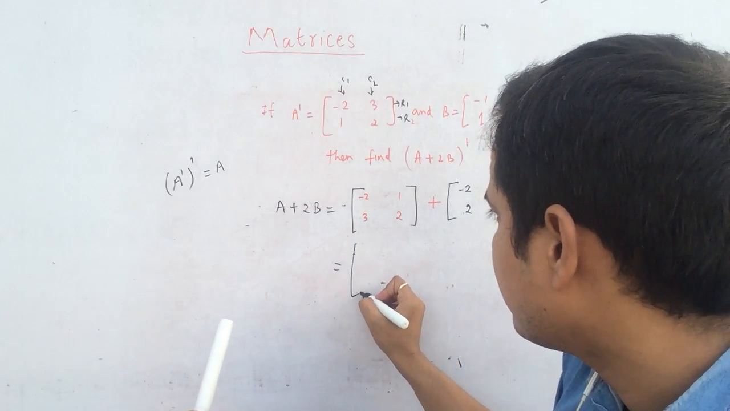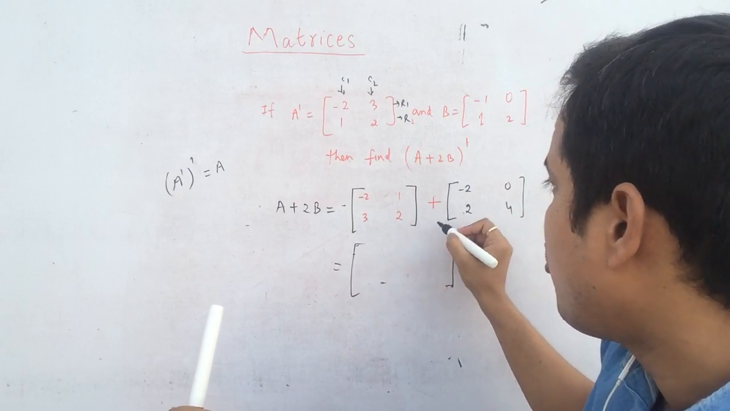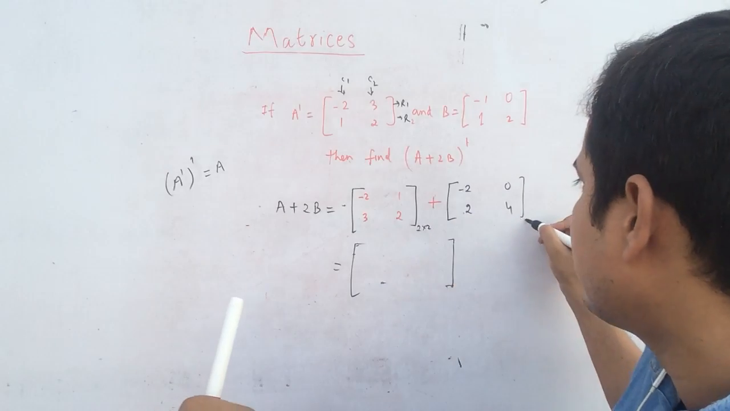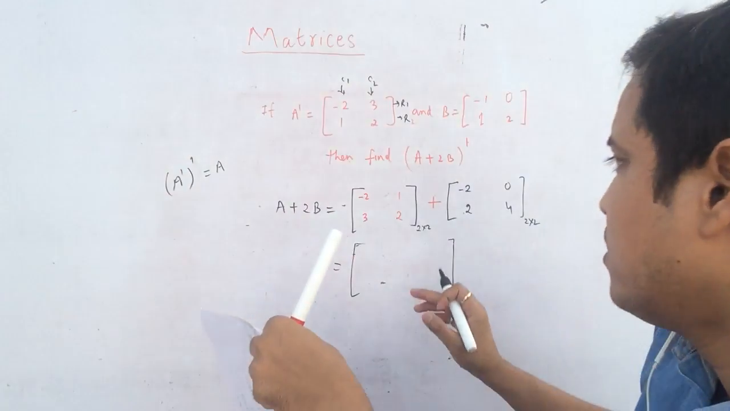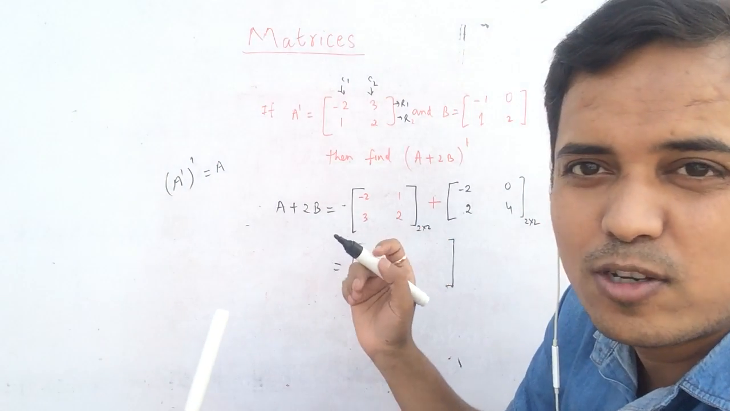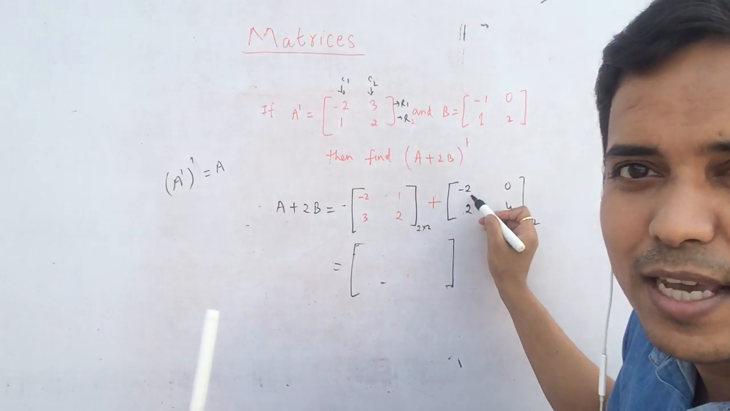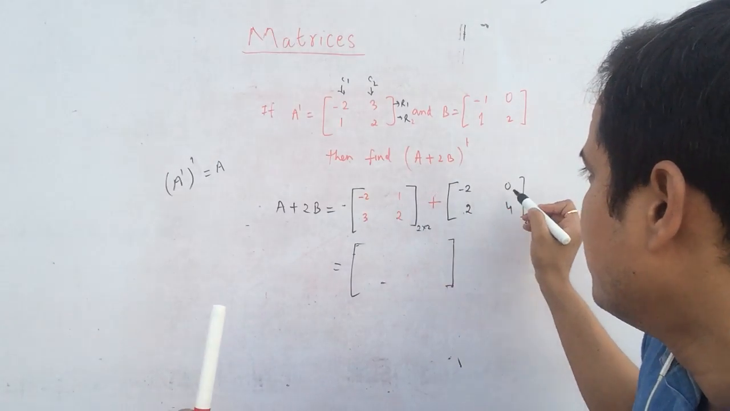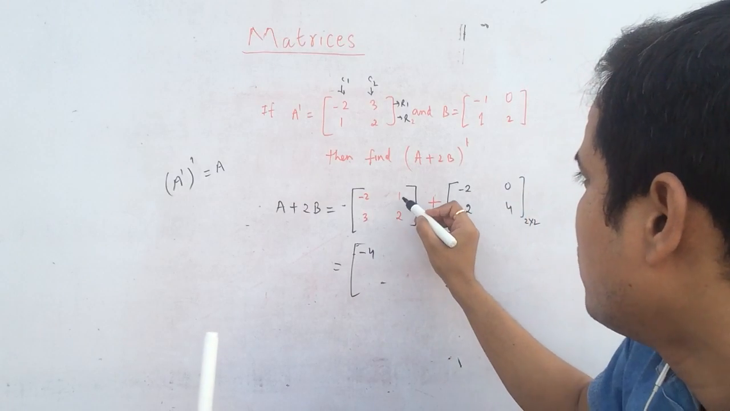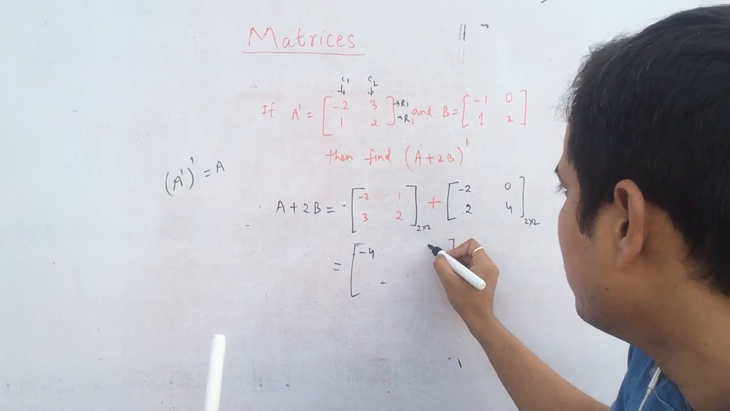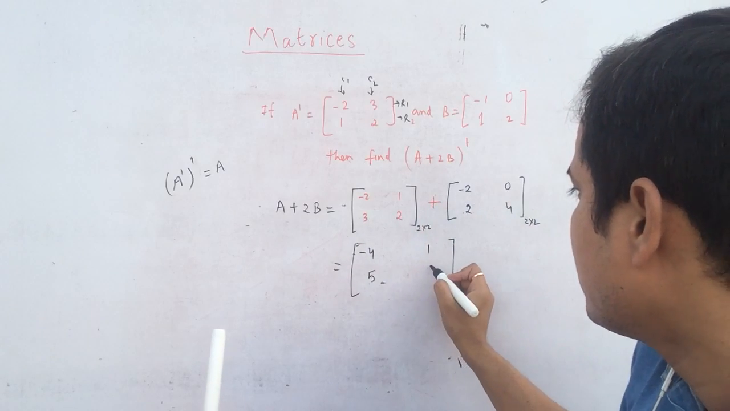Now in matrix addition, you know that the orders are the same here. The 2 cross 2 matrices here are of the same order, so matrix addition is possible. Now add the corresponding elements, like A11 will be added with A11, A12 will be added with A12. Means -2 will be added with -2, you will get -4, 1 added with 0, you will get 1, 3 plus 2 is 5, 2 plus 4 is 6.